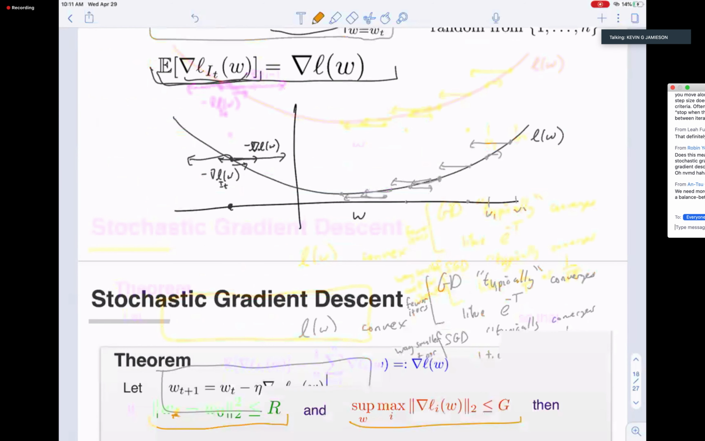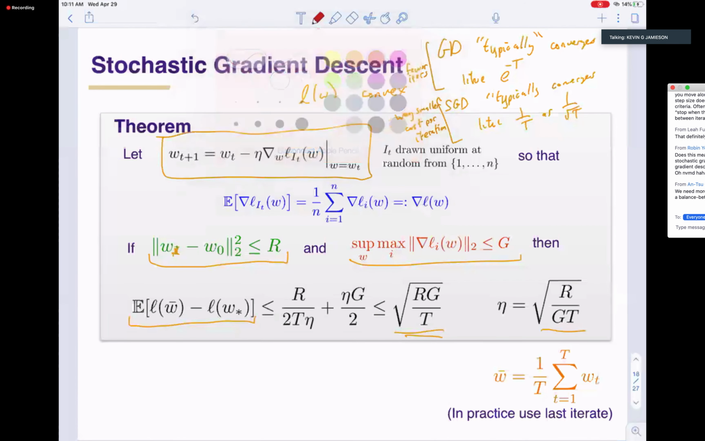So what that means is that the total amount of compute, the total amount of flops, floating point operations, arithmetic operations, to reach an epsilon good solution is going to be something like n log 1 over epsilon, whereas for stochastic gradient descent, it's more like 1 over epsilon or 1 over epsilon squared.